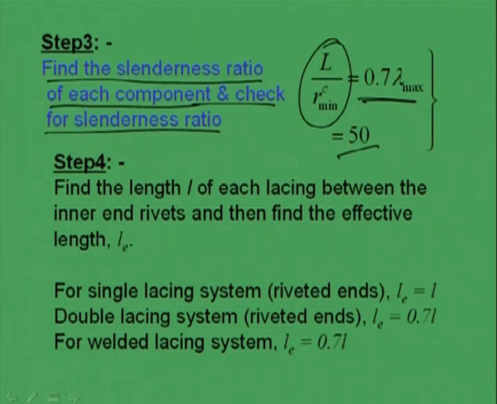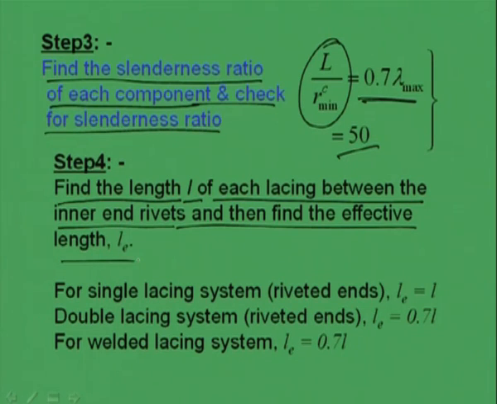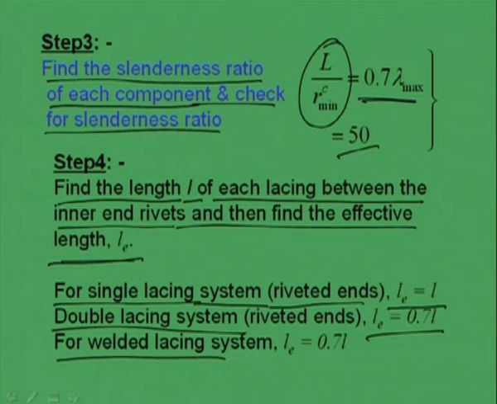Then in step 4, find the length l of each lacing between inner end rivets, and then find the effective length. Effective length can be found from the table given earlier. From small l we can find out the effective length. The table says that for single lacing system with riveted ends, L_E will be equal to l, and for double lacing systems with riveted ends it will be 0.7 l, and in case of welding also this will be 0.7 l. So, the effective length L_E can be found from this.